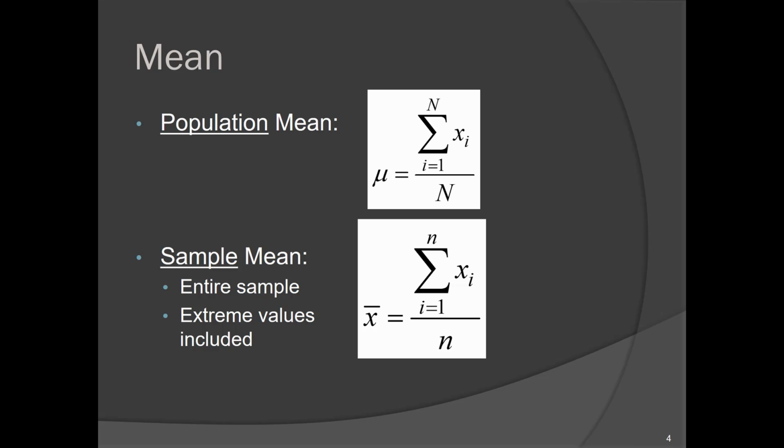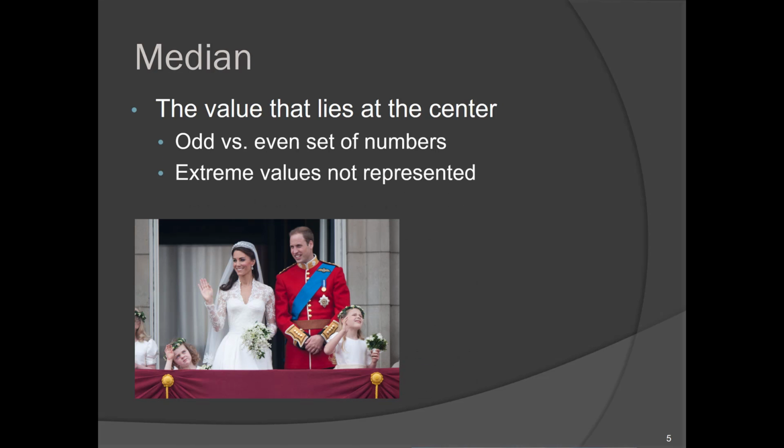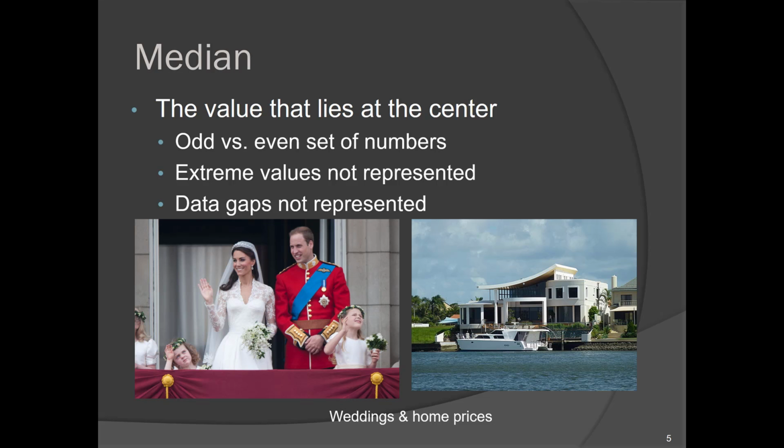But you are going to include extreme values there. So if we're talking home prices, the really expensive homes are going to be included. So in those cases, you might want to use median. So realtors often use the median home price because they don't want to include those huge multi-million-dollar homes, those extreme values that could bring the mean up. But median is the value that lies at the center. So that's used for cost of a wedding, home prices, because those extreme values are not represented.